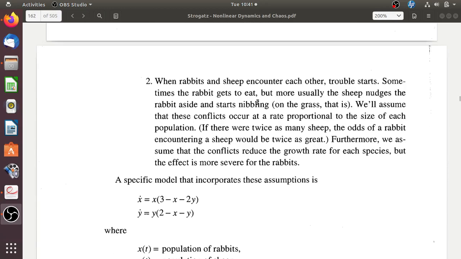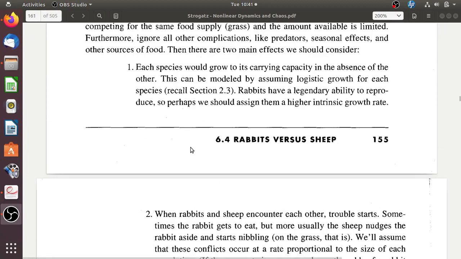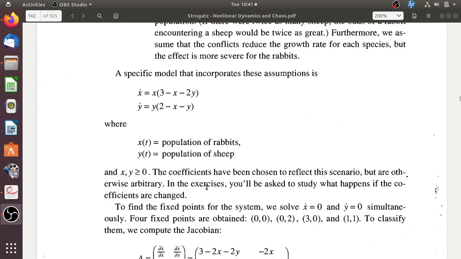In mathematical form, this equation has been written like this, and I leave the formation of this equation as an exercise. If you read it, you will understand how we obtained these equations. In this equation, x represents the population of rabbits and y represents the population of sheep. Since we are discussing population, both variables have to be positive. Now let's start analyzing it.